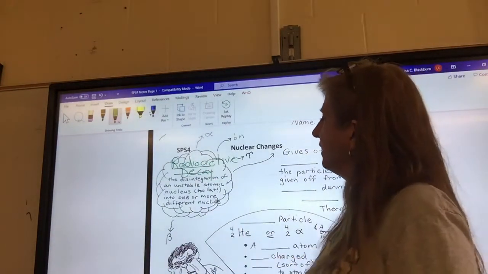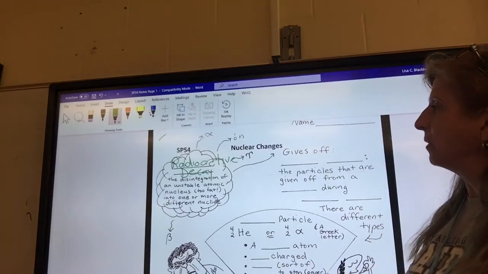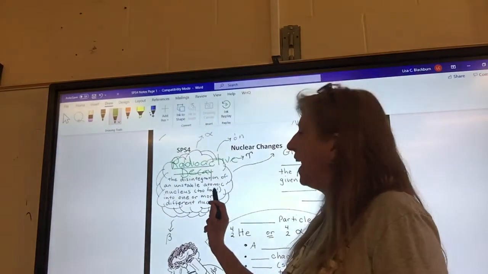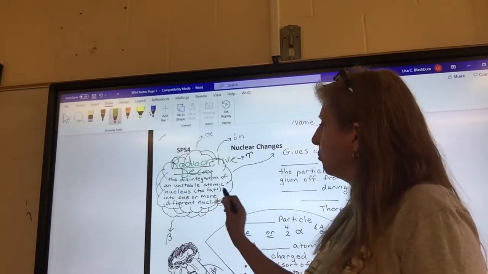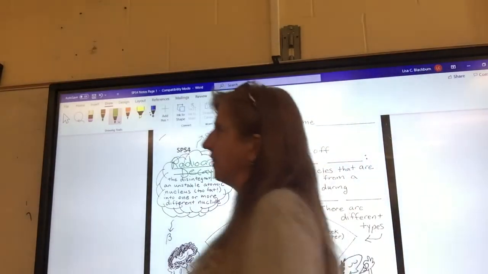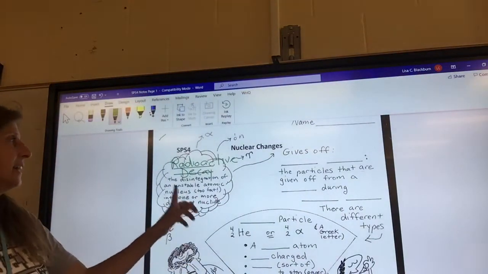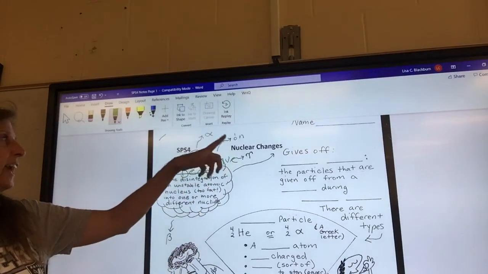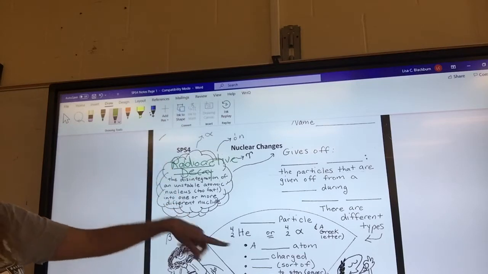It says this: disintegration of an unstable atomic nucleus. That's just a fancy science way of saying it's too fat. The nucleus is too fat, and it falls apart into one or more different nuclides. Nuclide, not nucleotide, that's something else. That's in biology. Nuclide. So here you've got your nucleus that's too fat, and it will give off radiation.